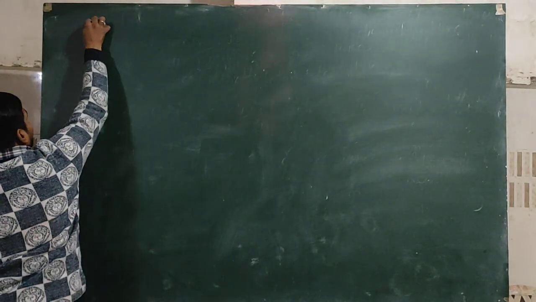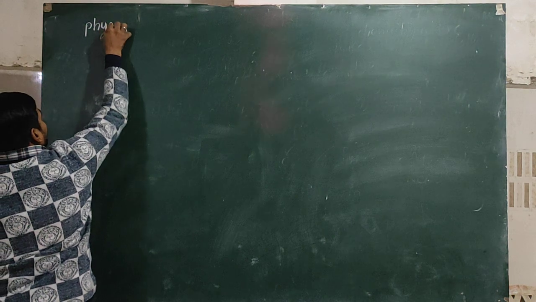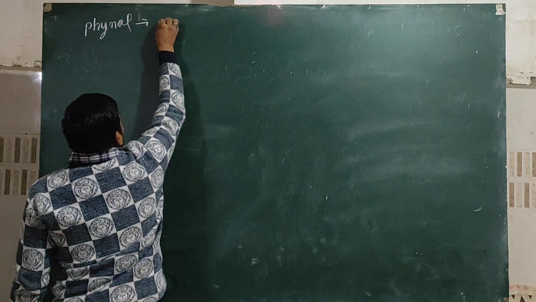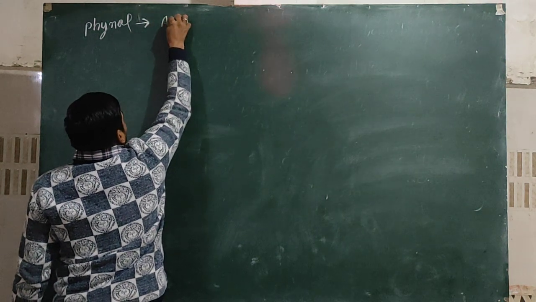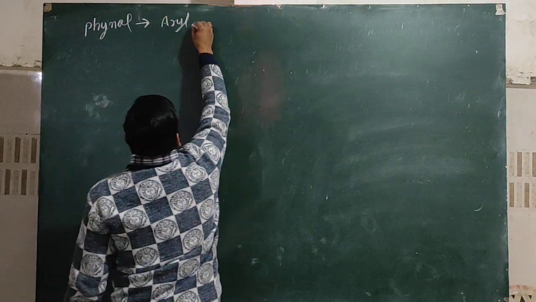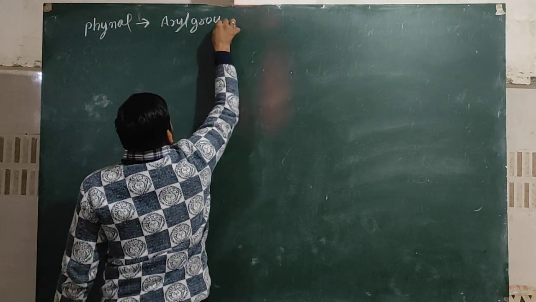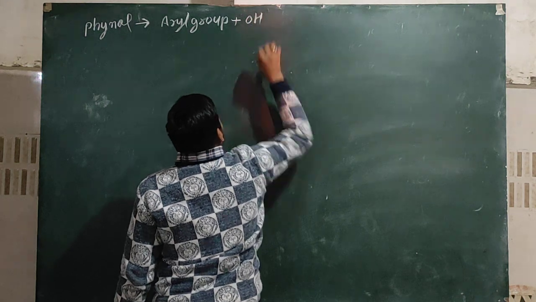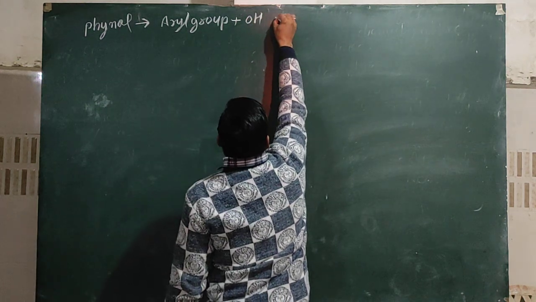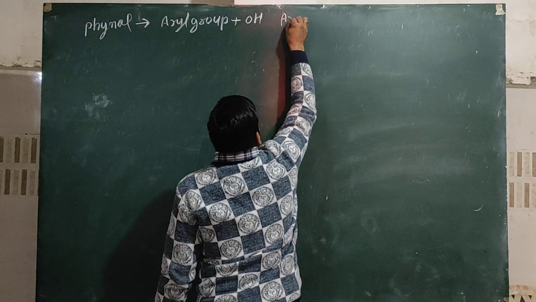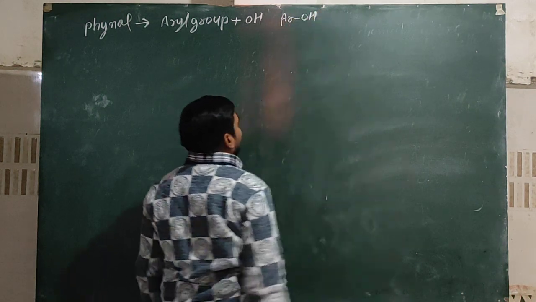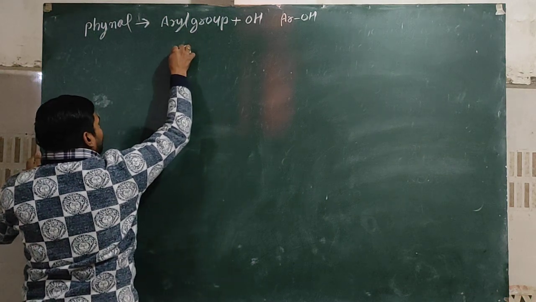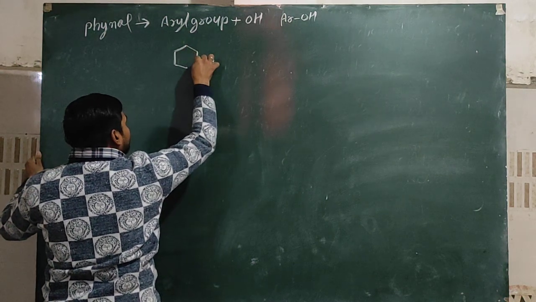Phenols are those type of compounds in which any aryl group is directly attached with a hydroxyl group, OH group, and it is indicated by ArOH. Actually, the aryl group is also indicated by a benzene ring.